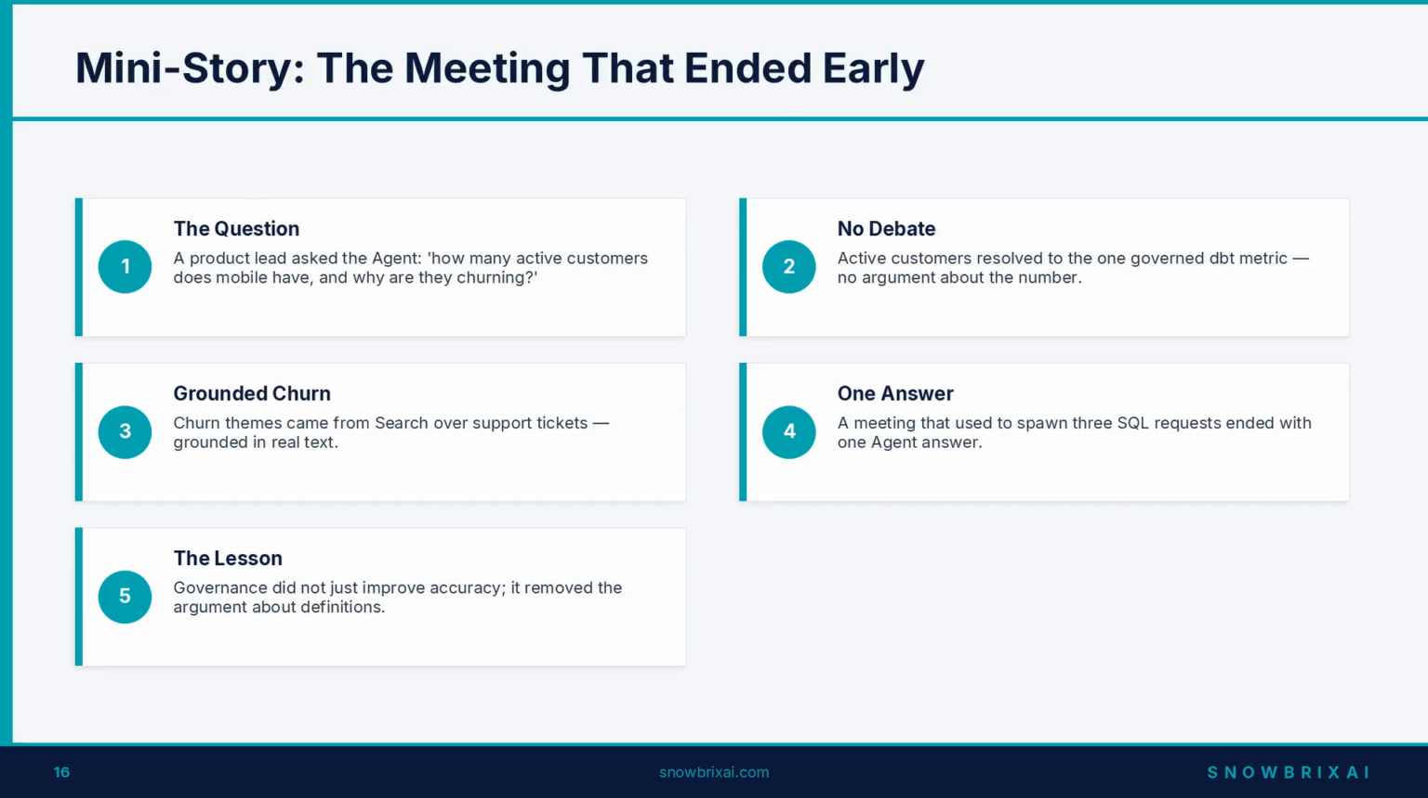Picture the meeting that ended early. A product lead asks the agent one thing: how many active customers does mobile have and why are they churning? The number resolved to the one governed dbt metric. No debate, no argument about whose definition was right. The churn themes came from search over the support tickets, grounded in the real text. A meeting that used to spawn 3 SQL requests ended with a single agent answer. And notice what governance did. It did not just improve accuracy, it removed the argument about definitions entirely.